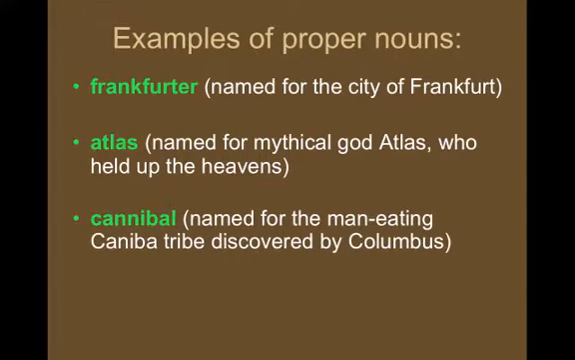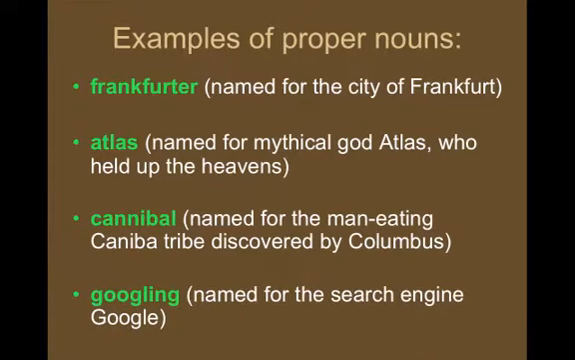Cannibal. Cannibals are people who eat other people, and they were named for a man-eating tribe discovered by Columbus, the Cannibal. So when Columbus discovered this tribe of people, the Cannibal, who really did eat other people, this term cannibal was derived from that name.